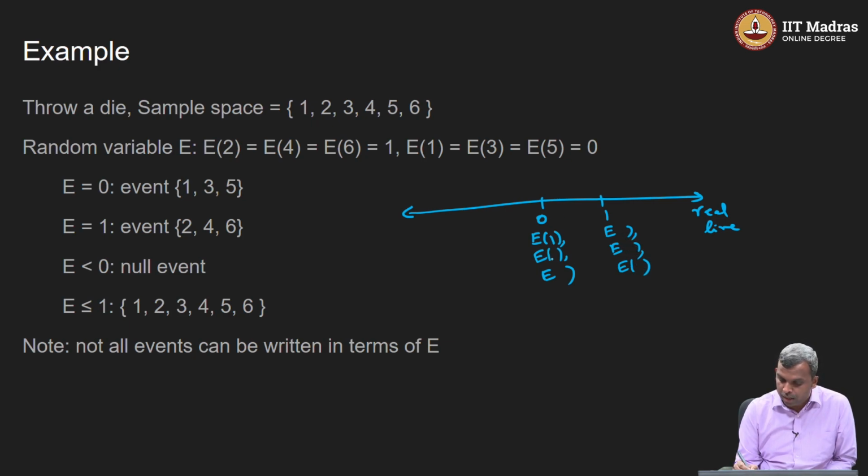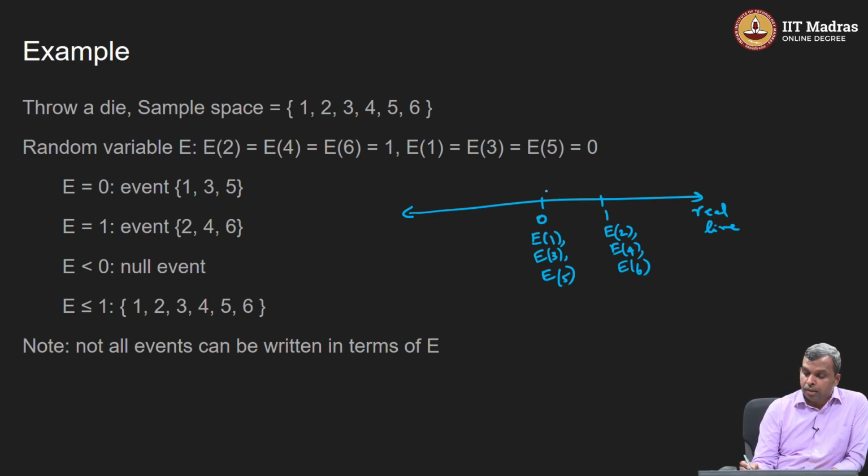So this is e of 1, e of 3, e of 5, and this is e of 2, e of 4, e of 6. Okay. So if you look at the event e equals 0, this event is simply 1, 3, 5. The event e equals 1 is 2, 4, 6.